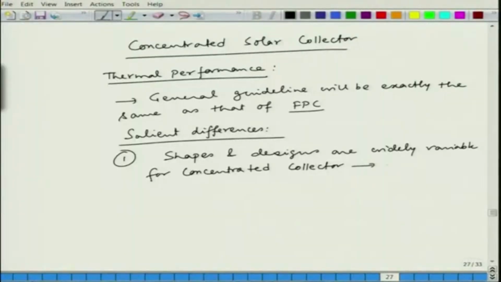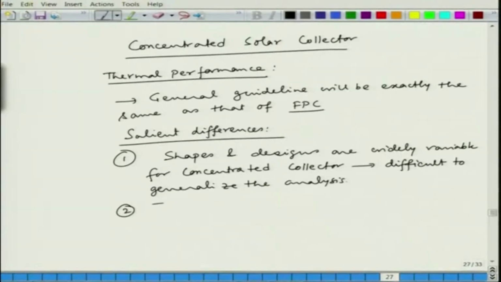So, the first thing is that it is difficult to generalize the analysis. For flat plate collector, we have certain predictability of what will be the design, if it is a liquid collector or if it is an air heater. Okay, but for concentrated collector, the designs are so variable that general formulation is difficult.